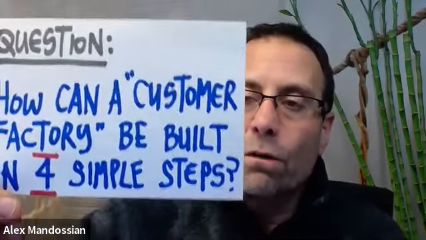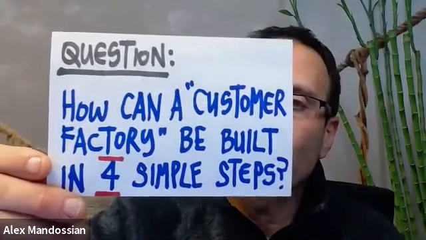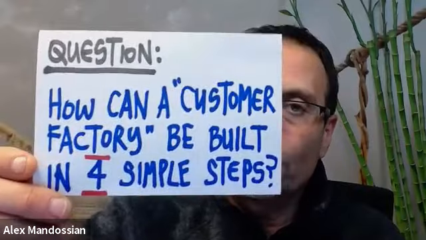They think about their offer. They think about the product. They think about their brand, but not how to develop an ongoing flow of customers that are coming in. So the next question is, how can a customer factory be built in 4 simple steps?